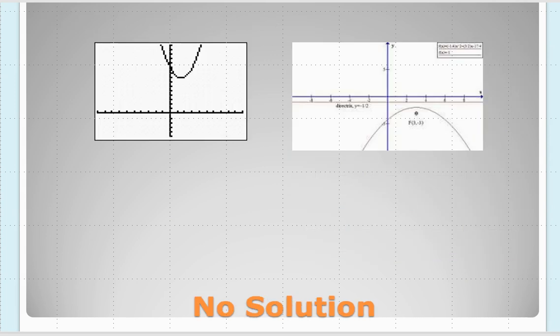So the last thing that can happen is if you graph your equation and it does not cross the x-axis. If it doesn't cross the x-axis, then it has no solution. So again, if it doesn't cross the x-axis, then it doesn't have a solution. So it's no solution.